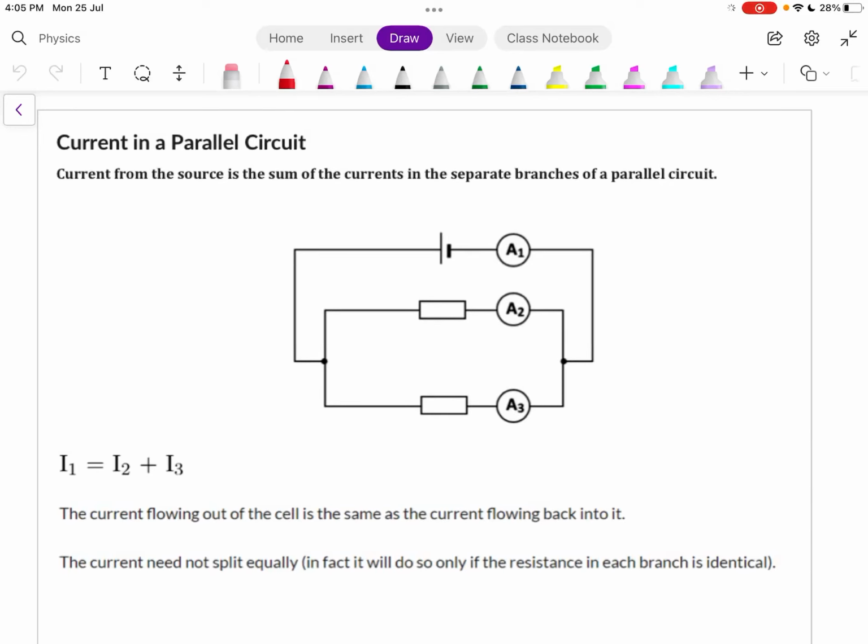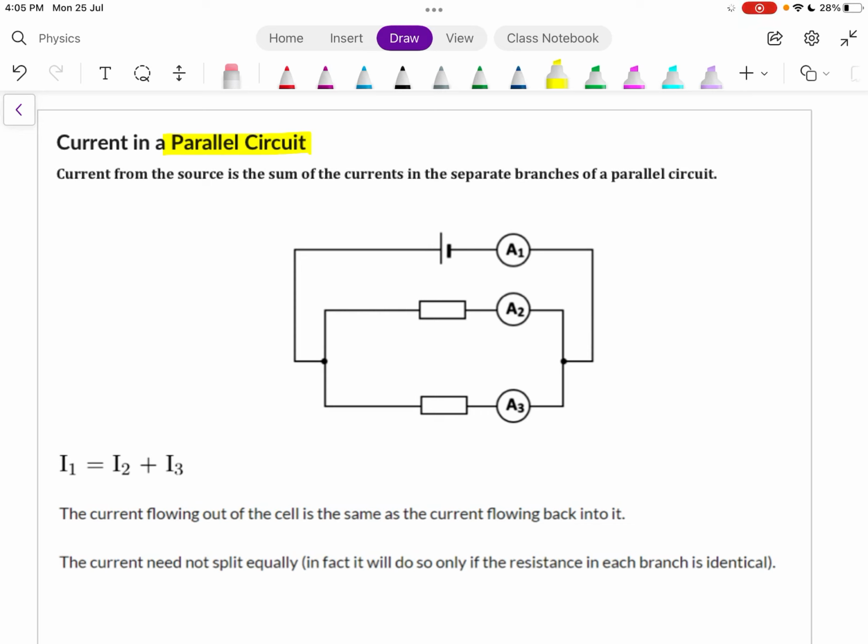Alright, so let's talk about the current in a parallel circuit. So what is a parallel circuit? A parallel circuit means that the current has more than one pathway. For example, if you look at this diagram, there's a battery with two resistors, but these two resistors are connected in a parallel orientation.